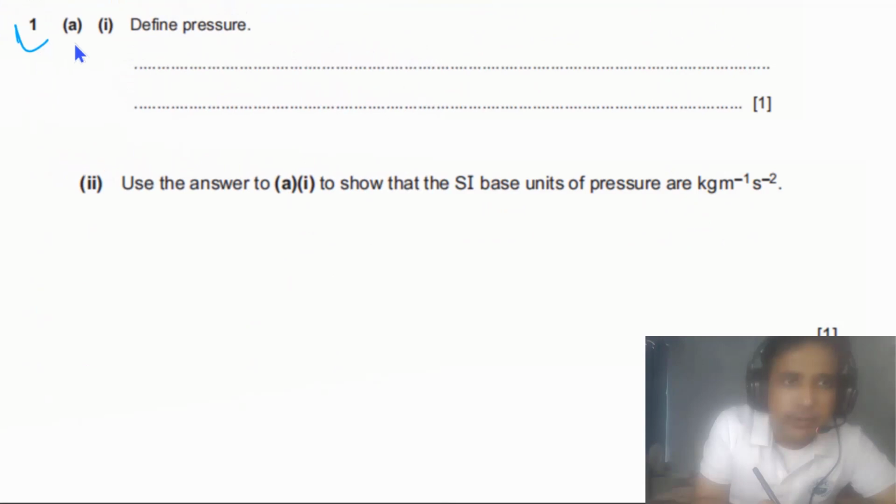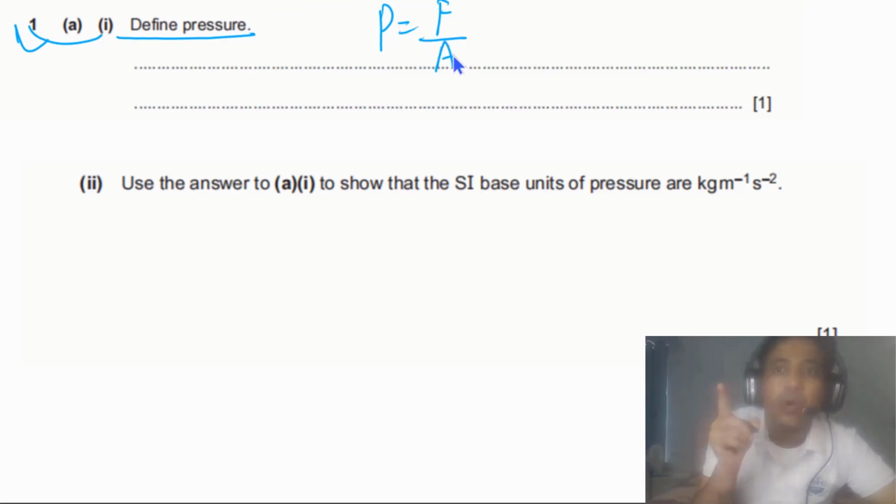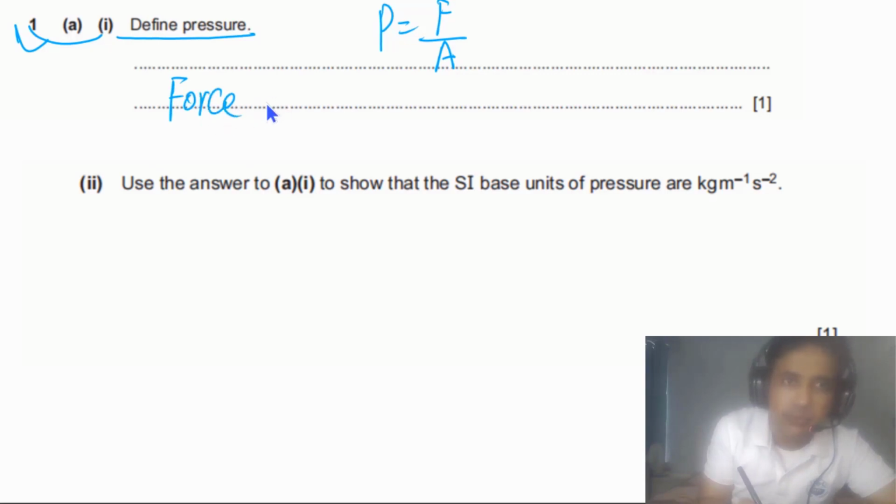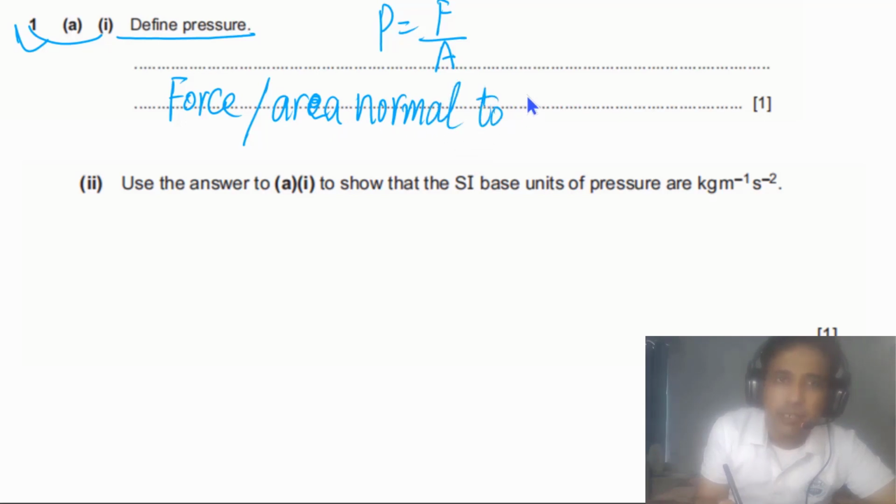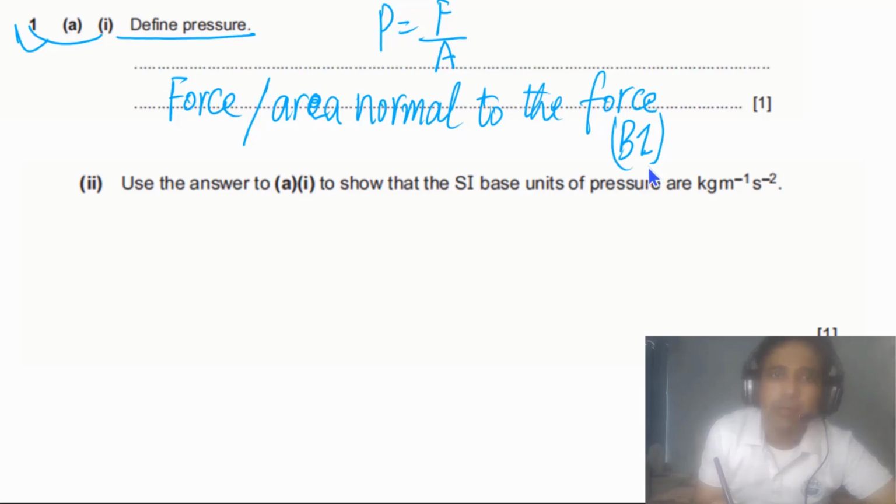Question 1 part A says define pressure, and pressure is simply equal to force over area normal to the force. So we can define P, the pressure, as equal to force over area normal to the force. It is very important to mention that the area is normal to the force. So this is how you can define pressure, and this question has 1 mark. If you have written this, you will get 1 B mark. I mean, this has to be in your answer.